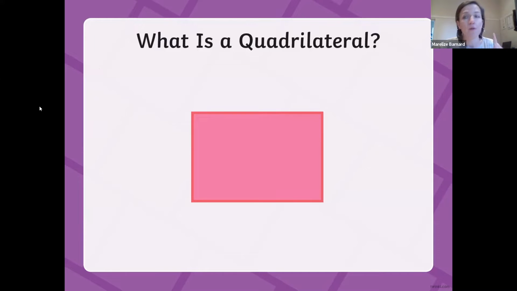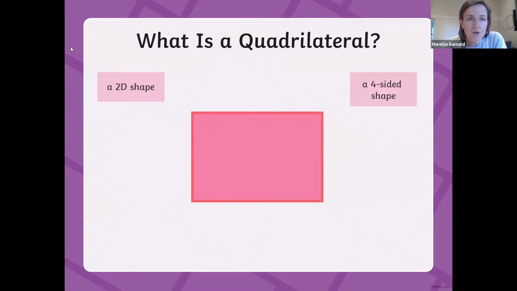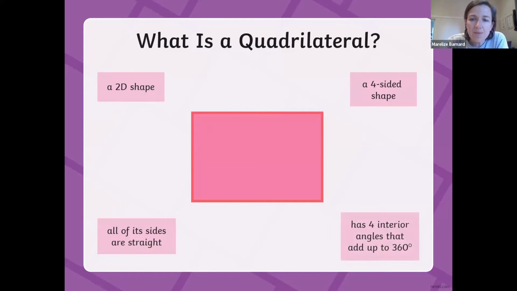Four sides and four angles, nice, okay. So it's a two-dimensional shape with four sides. And what about the angles? Nice, Emmanuel. Yes, the angles add up to 360. And of course, all the sides are straight. So that's the full description, or definition, of a quadrilateral. Angles add up to 360. All the sides are straight.